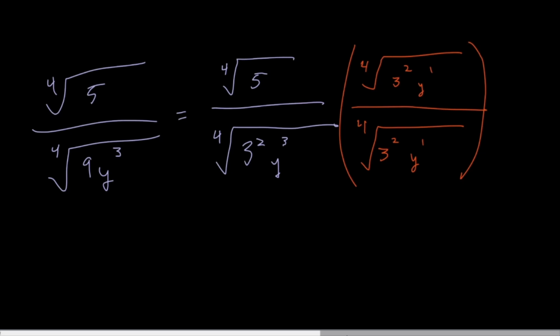And so finally I get 4th root of 5 times 3 squared, that's 45 y, divided by the 4th root of 3 to the 4th y to the 4th, so it's just 3y. There you go. Is that good, Dylan? It is 1 more y.